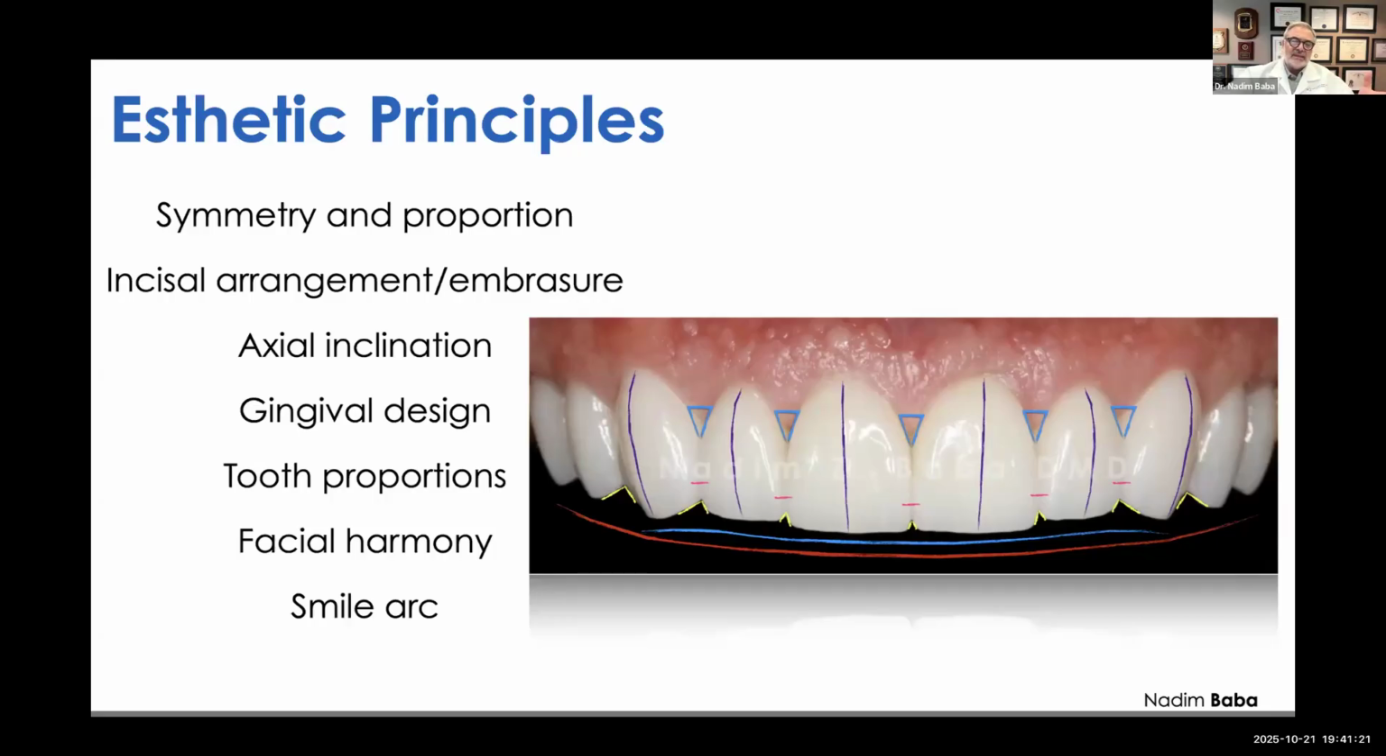The gingiva design could also be altered by some periodontal treatment and sometimes some ortho treatment. Tooth proportions, facial harmony, and smile arc. The most beautiful smile is when the teeth have a gull wing effect, where the centrals and the canines are approximately at the same height, and the laterals are a little bit shorter.